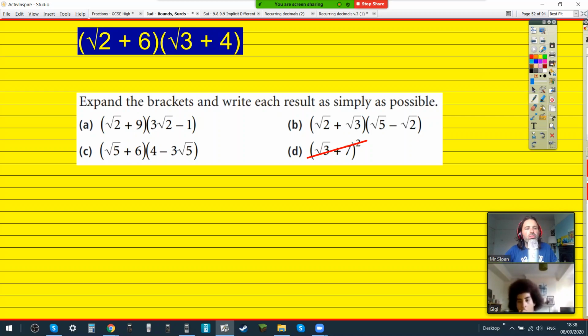Okay. Double brackets. Let's try this top one.